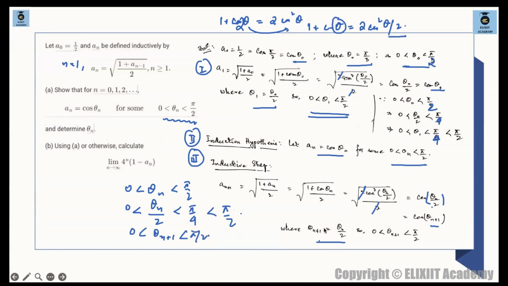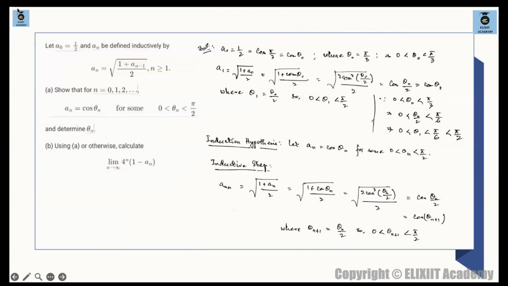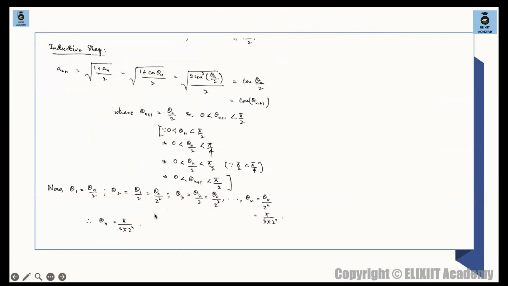So we have just proved that a n plus 1 is cos of theta n plus 1. So induction is verified over here. The principle of mathematical induction is verified. The only thing left is you just need to find the value of theta n from here.